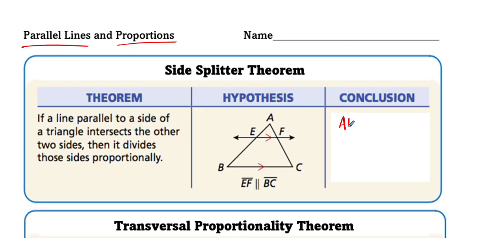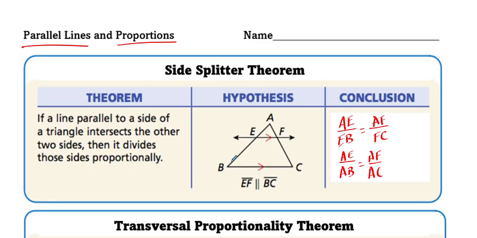So I could say AE over EB is equal to AF over FC. So that's this length compared to that length. But more than that, I could even say that AE compares to the entire length the same way AF compares to this entire length there. So AE over AB is also equal to AF over AC.